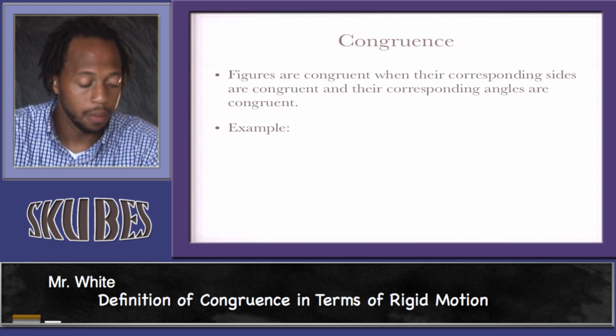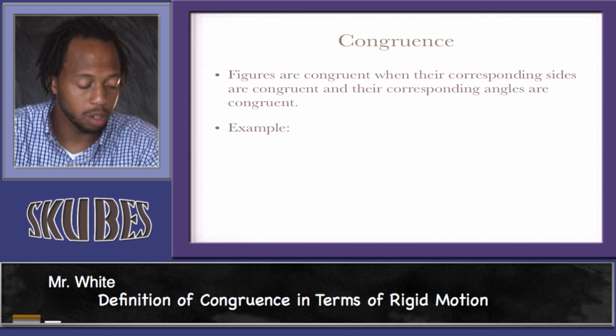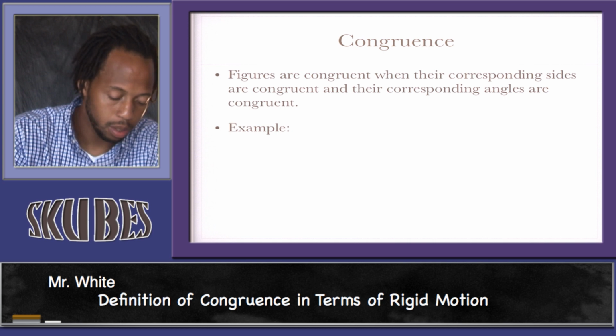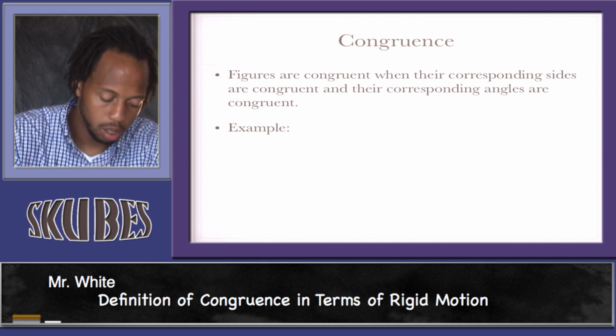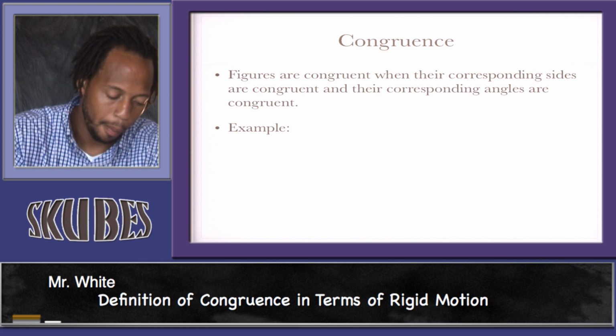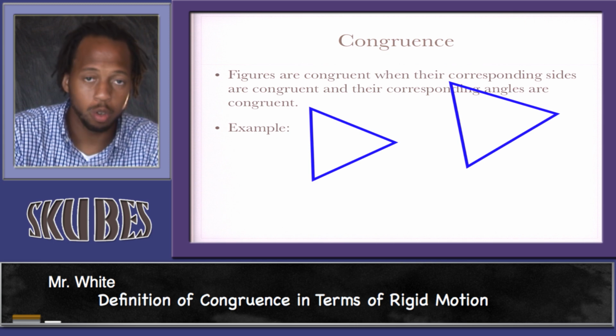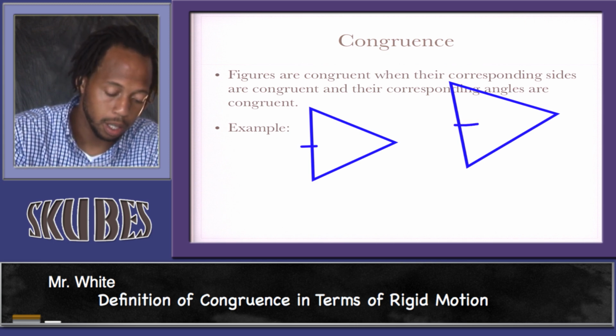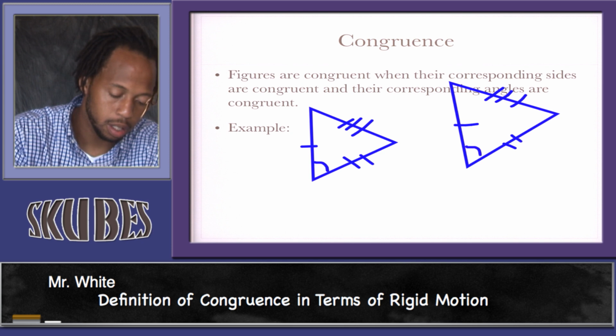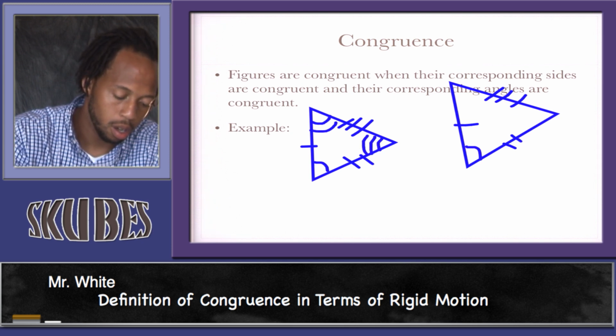Congruence. Figures are congruent when their corresponding sides are congruent and their corresponding angles are congruent. So, for example, in the case of the two triangles drawn, they are congruent because their corresponding sides are congruent and because their corresponding angles are congruent.